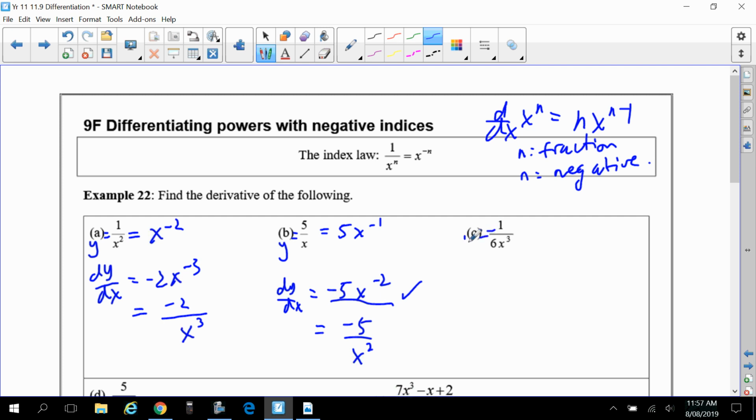Next one gets a bit more tricky. You need to make sure you write that as 1 over 6 times 1 over x cubed before you use this. And then you write dy dx. Have a look, the 6 doesn't go up. The 6 in the denominator stays as a denominator. You write it as 1/6, and then you write 1 over 6 times negative 3, x power negative 4. Negative 3 and 1 over 6 get cancelled.